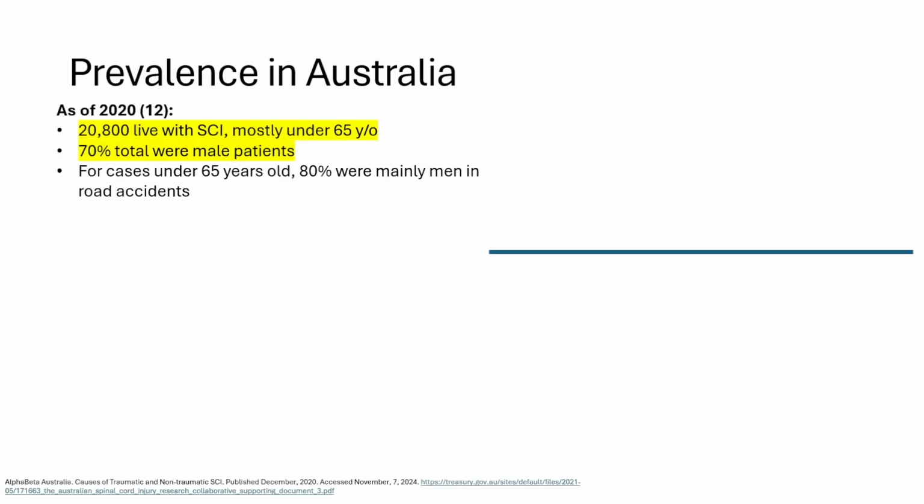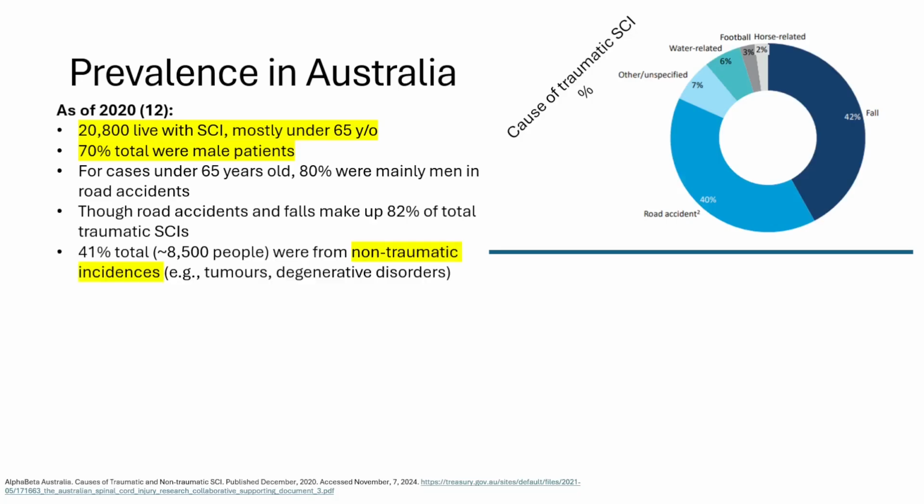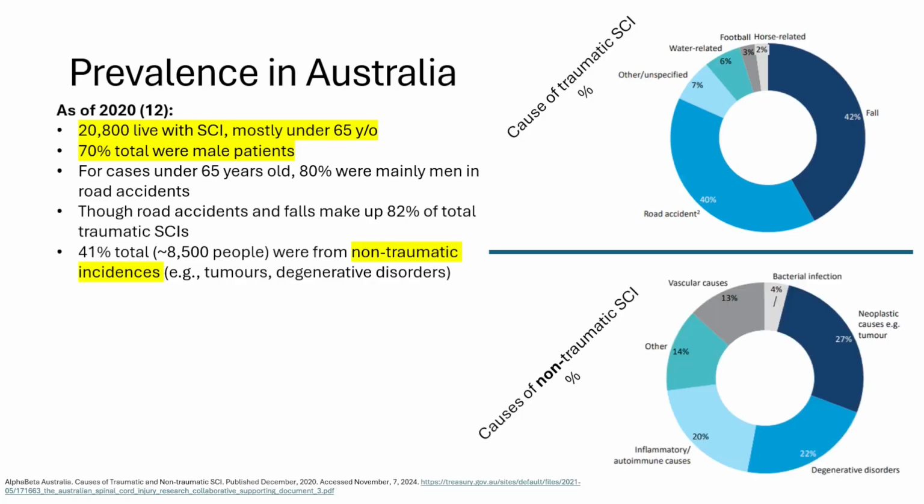So for prevalence in Australia, around 20,800 people live with SCIs, mostly under the age of 65. For these cases, 80% were mainly men in road accidents. Though road accidents and falls actually only make up 82% of traumatic SCIs, as you can see there are others. 41% of the total number were from non-traumatic incidences, so stuff like tumours and degenerative disorders.